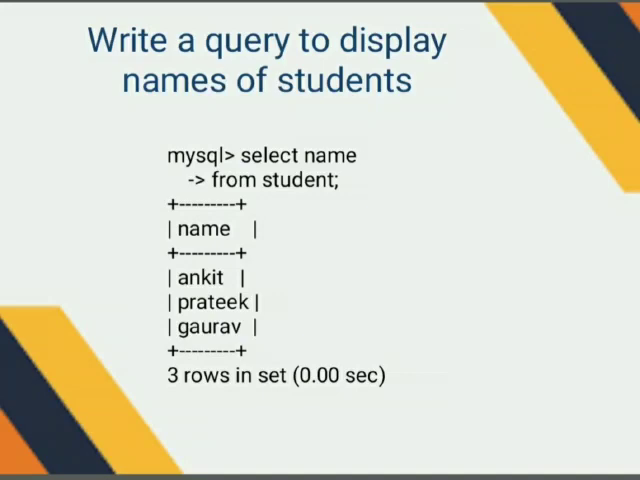Now sometimes we require that we want to see only one or two attributes. At that time, what should be done? Suppose in our example, we have to write a query to display names of students. What do we want? Only the names. We don't want the complete information. Like I don't want roll number, address, house or date of birth. I want only the names of the students. So we have to write select name from student.